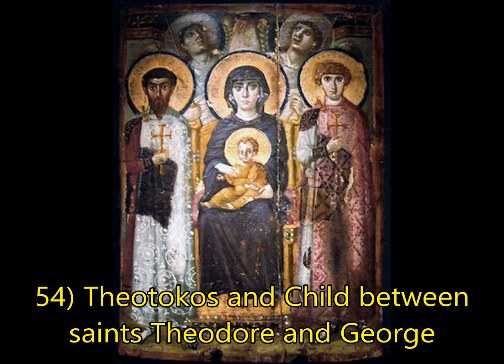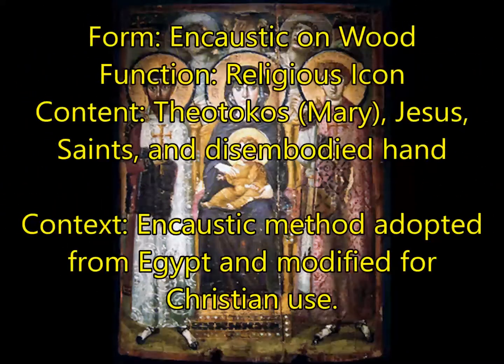Next up, you're going to have Theotokos and Child between Saints Theodore and George. Remember that Theotokos is the Virgin Mary. She's holding baby Jesus with the saints beside her, have angels in the back, and also the disembodied hand of God sticking out from a hole in the ceiling.